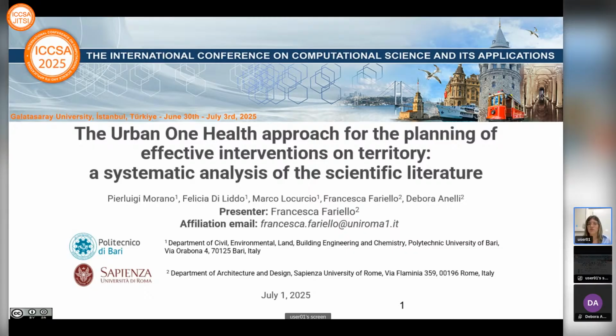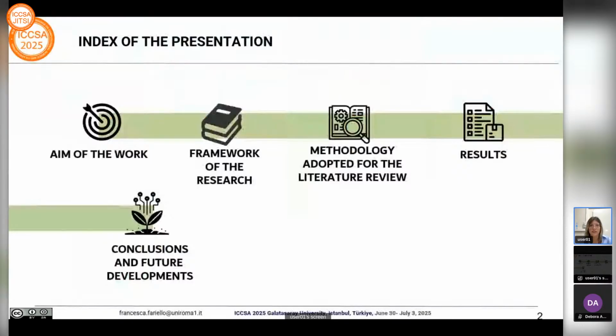So, good morning, everyone. My name is Francesca Fariello, and today I will be presenting a research project carried out in collaboration with the Politecnico of Bari and Sapienza University of Rome, entitled The Urban One Health Approach for the Planning of Effective Interventions on Territory, a systematic analysis of the scientific literature. So this is the index of the presentation.